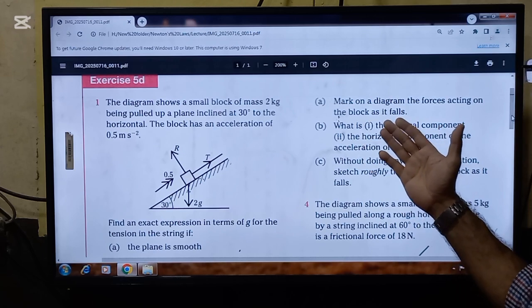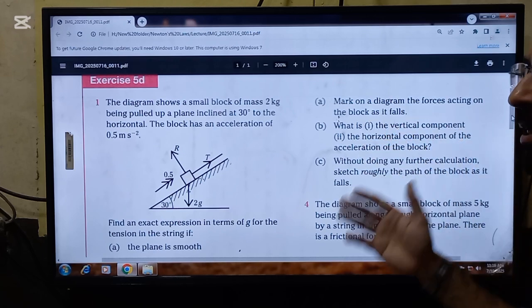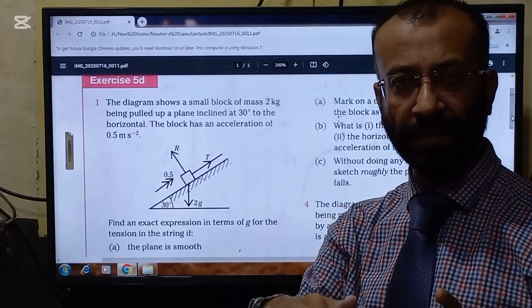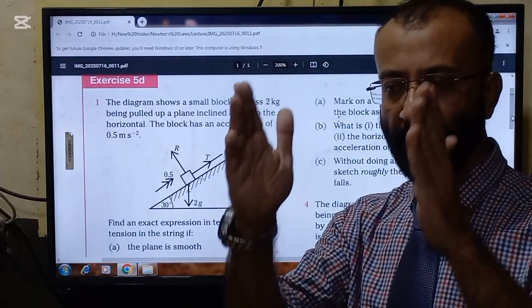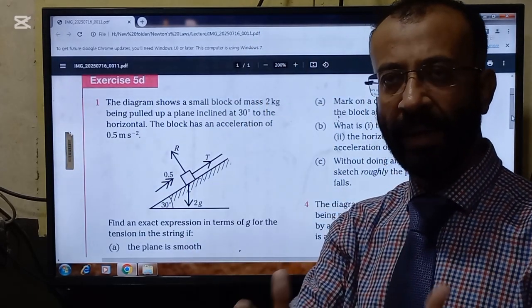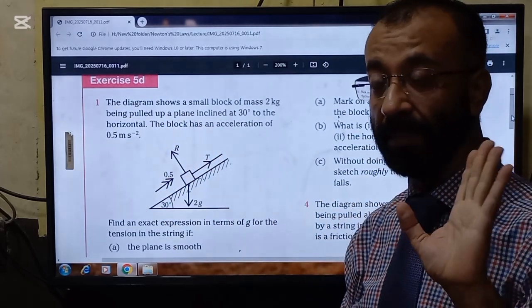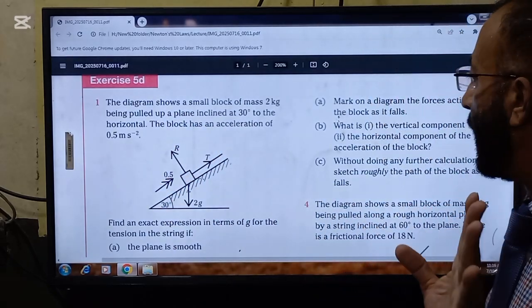So in the first part, mark on the diagram the forces acting. The force will be only weight, because the block is going to be dropped. Okay, that will be free fall then. There is no air resistance. Keep all these points in your mind.